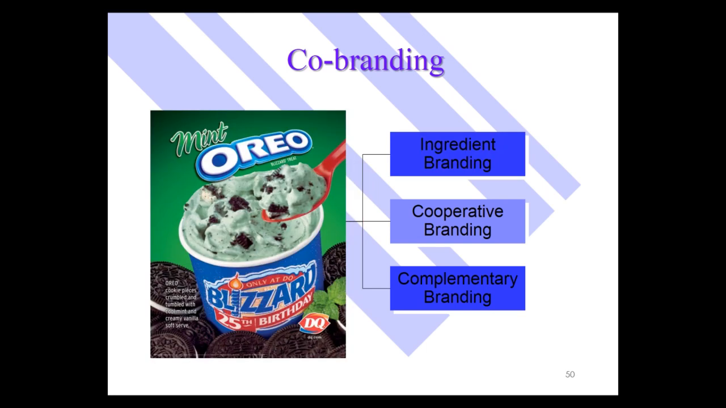Oreo, mint Oreo inside the Blizzard. You know what? That's ingredient branding because you've got the Oreo ingredient in there. That is cooperative branding because they both throw some money into the advertising kitty. And that's complementary branding because they work well together. I bring this up to point out that there are not absolutely clear, delineated differences between ingredient, cooperative, and complementary branding. The key thing to remember is co-branding, more than one brand on the effort.